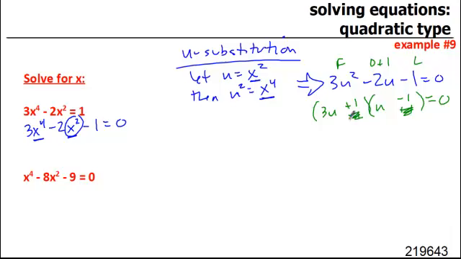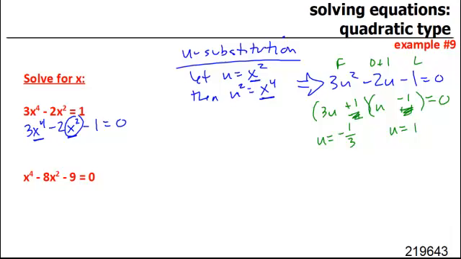And I can set each of these equal to 0, or solve using the zero product rule. So here I get u is equal to 1, and here I get u is equal to, again, when you have a leading coefficient other than 1, you take the opposite of your constant, divide by your leading coefficient. So those are my two values for u.